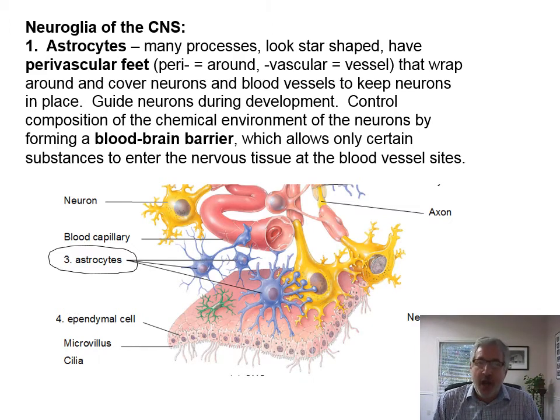But they also guide neurons during development. They control the composition of the chemical environment of the neurons. They help form the blood-brain barrier. But to me, the interesting thing is they guide neurons. So when neurons are moving around, they get taken to a certain place, helped along by these astrocytes. Next slide.